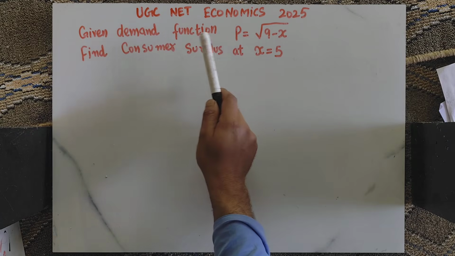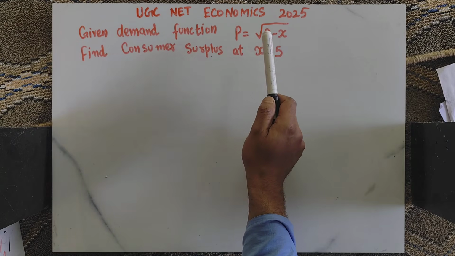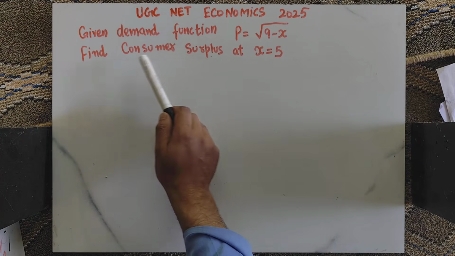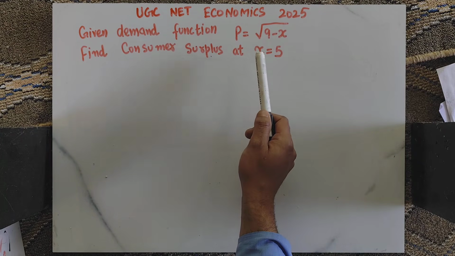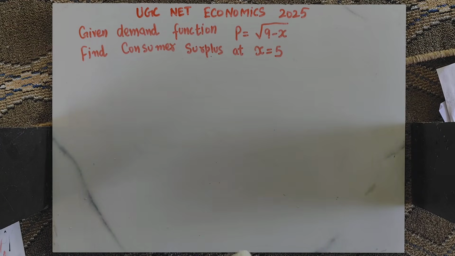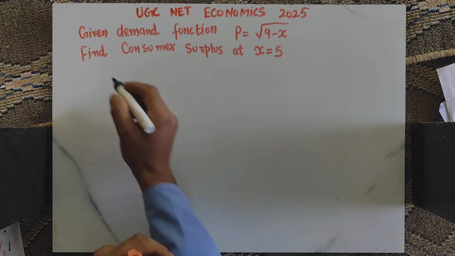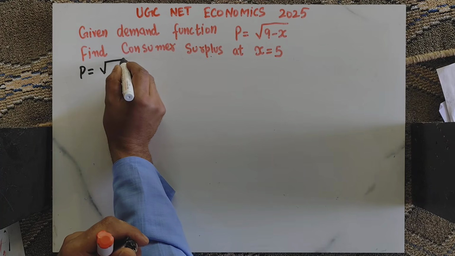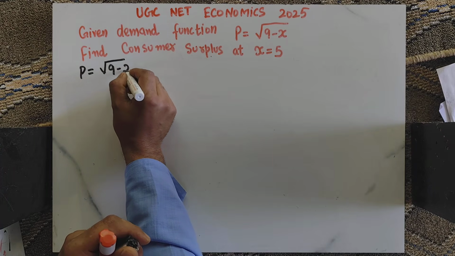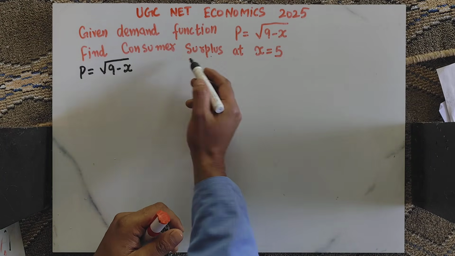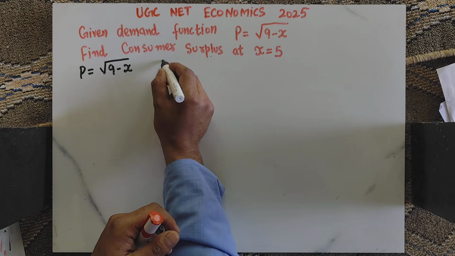Given demand function is p is equal to under root 9 minus x, where p is the price, x is the quantity. We have to find out the consumer surplus when quantity demanded is 5 units. Okay, so this question is about the consumer surplus. So what we are being given here, we have the demand function p is equal to under root 9 minus x.